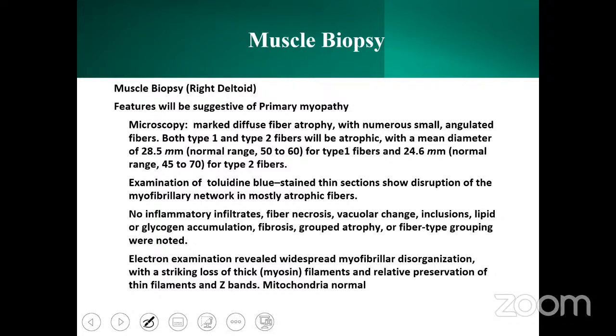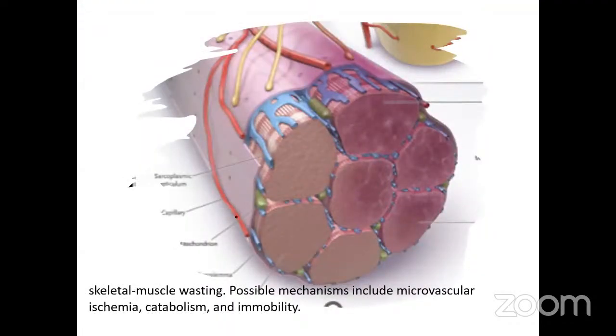If you do electron microscope examination, it reveals a widespread myofibrillar disorganization with a striking loss of myosin filaments and a relative preservation of thin filaments, that is actin filaments and Z bands, and the mitochondria are normal. So you can see skeletal muscle wasting in this case, where you can see the wasted muscles. Possible mechanisms include microvascular ischemia, catabolism, and immobility.